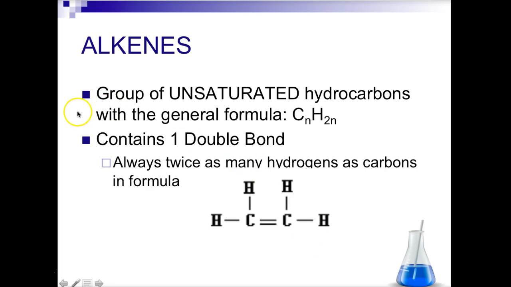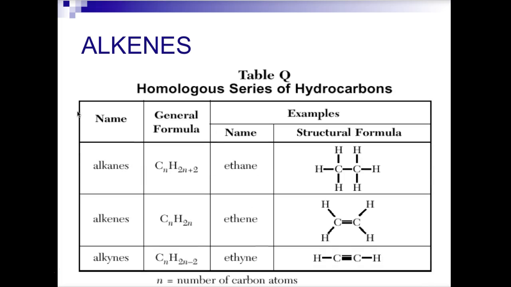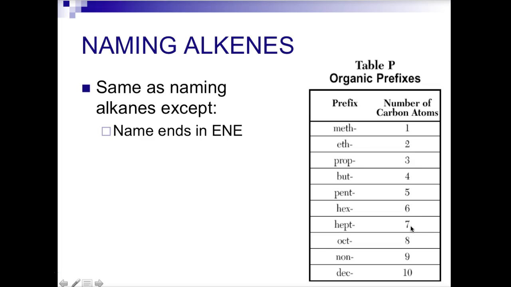Alkenes are a group of unsaturated hydrocarbons with the general formula CnH2n. And this contains one double bond. And it's always going to have twice as many hydrogens as carbons in the formula. So again, it's going to follow our structure that we're used to in our table Q.